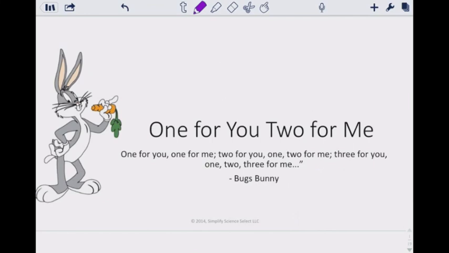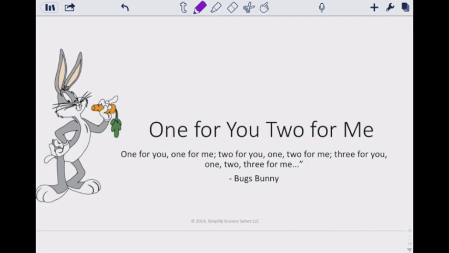Welcome to the first lecture in Unit 8. This is titled, One for You, Two for Me. And the quote we have is from Bugs Bunny. It says, "One for you, one for me, two for you, one, two for me, three for you, one, two, three for me." And this is our introduction to stoichiometry.